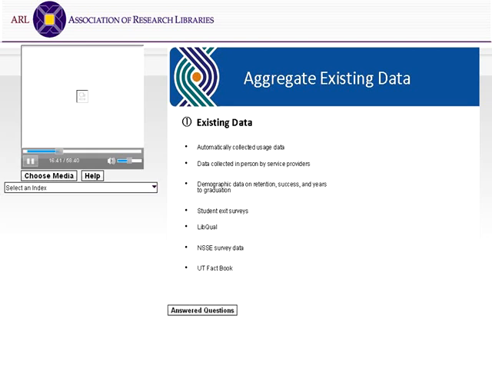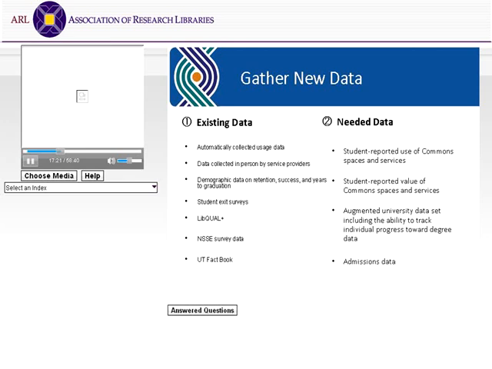Demographic information on retention is available to us in summary form, but we don't have access to the detail information. Student exit surveys that the university has for students who leave the university. Course LibQual, which we have been taking probably about every other year for the last few years. The National Survey for Student Engagement and our UT Factbook that has various statistics about the campus. Now, the data that we felt we needed, if you could go to the next slide, thanks.